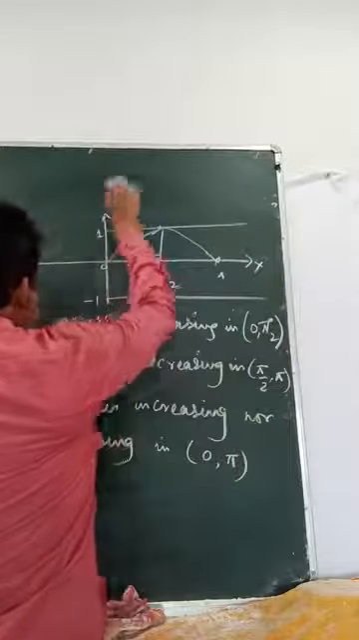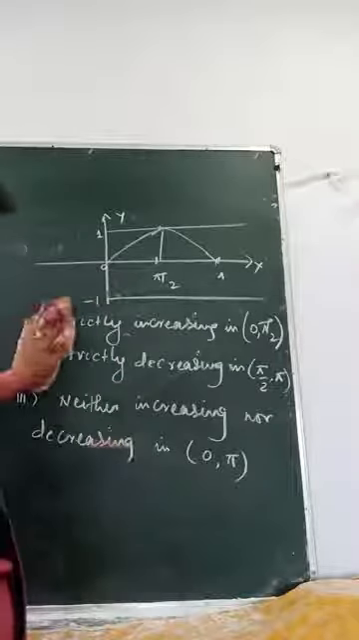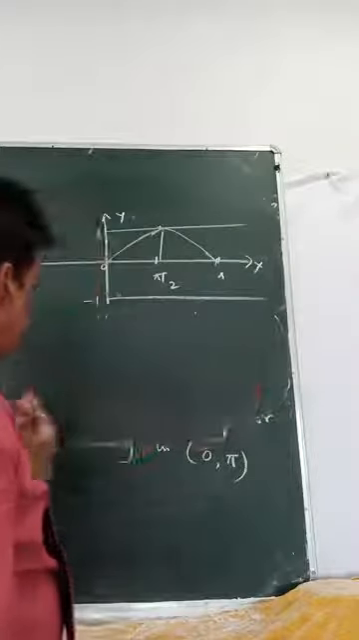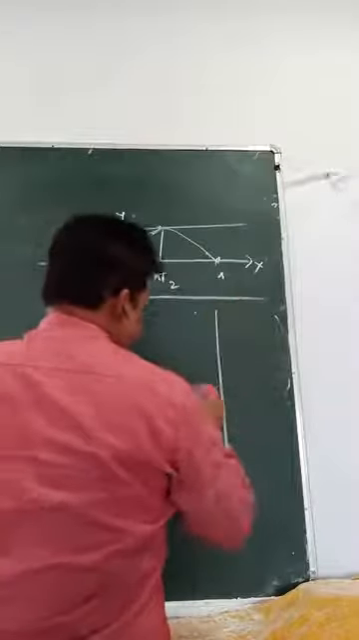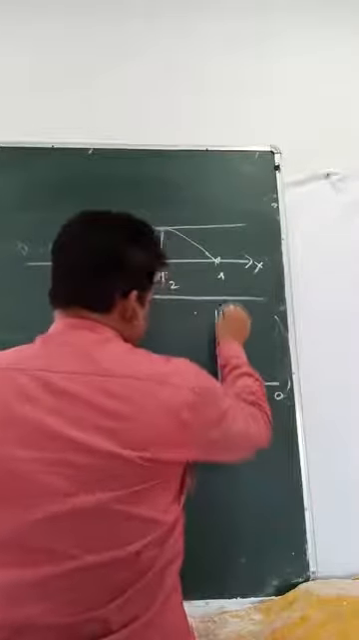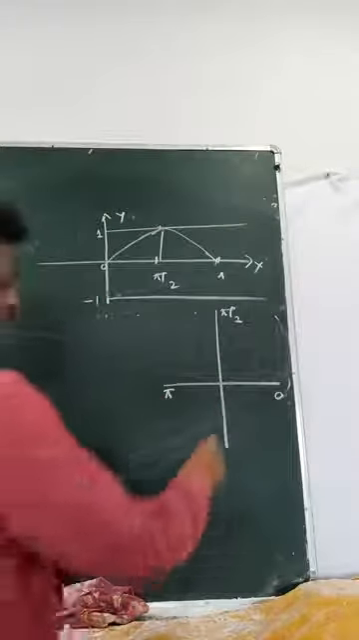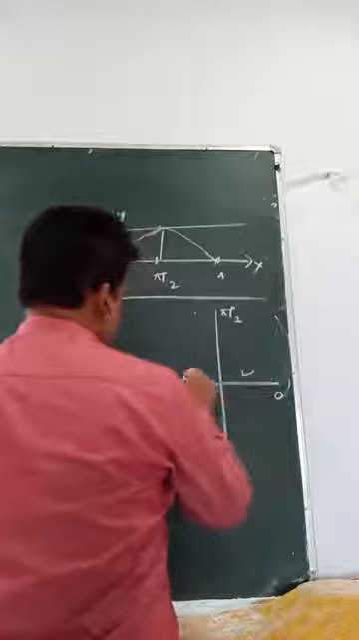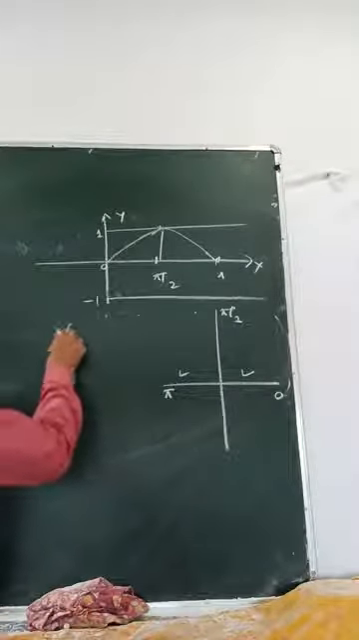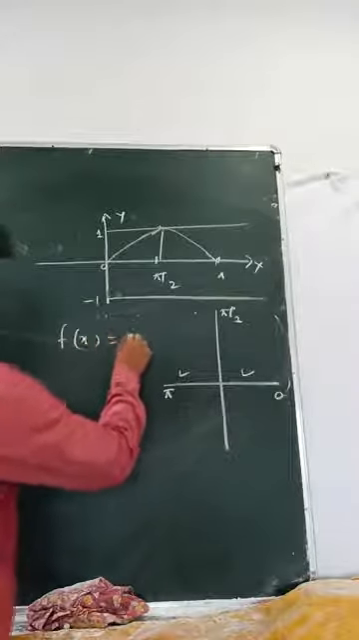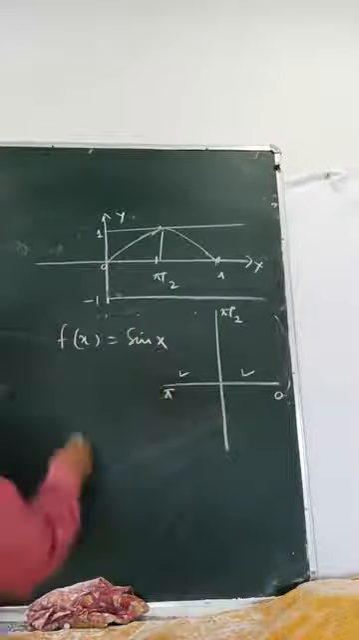Okay. Now, how will you prove it? You can take the derivative concept here. Look at the quadrants here: 0, pi by 2, pi. We have two parts, 0 to pi by 2 and pi by 2 to pi. So our f(x) equals sin x. What is f dash x?